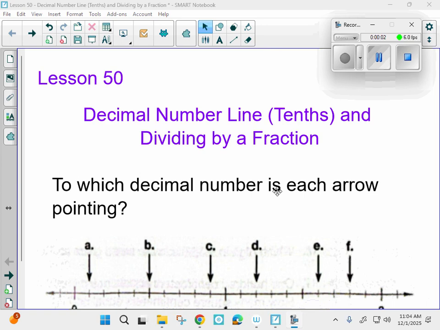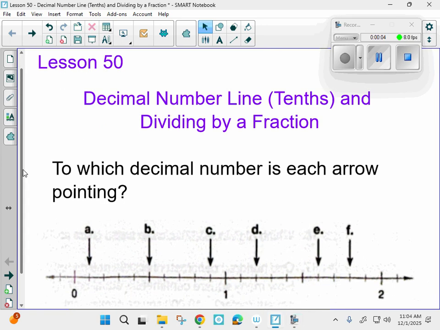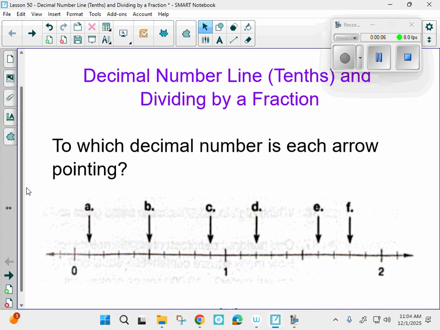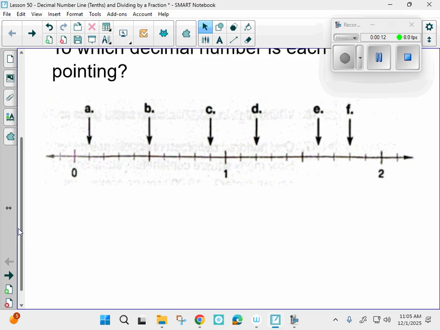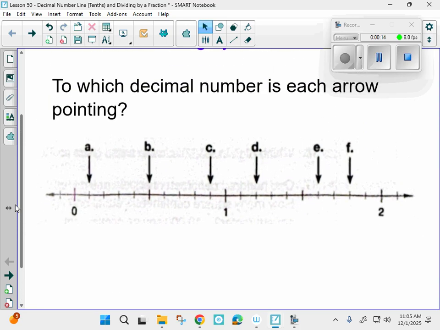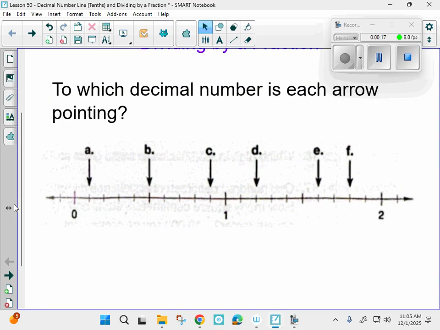50. Decimal number line. We're going to do tenths on this decimal number line, and then we'll divide by a fraction. All right. So to start, it says, to which decimal number is each arrow pointing?